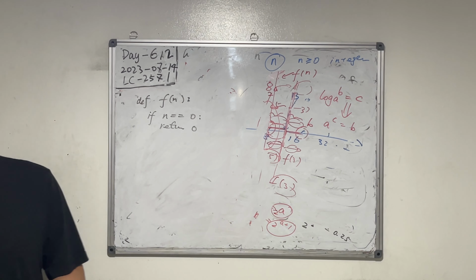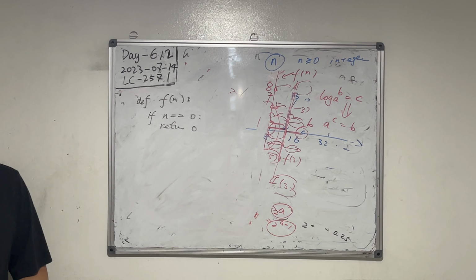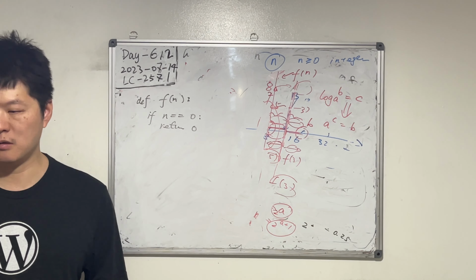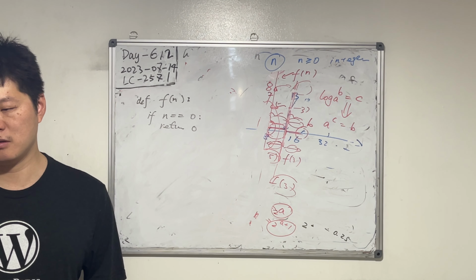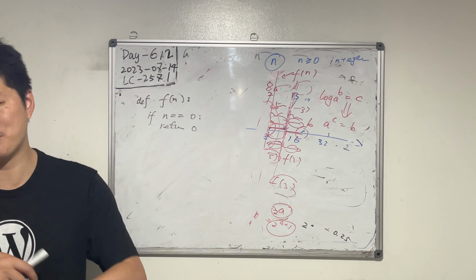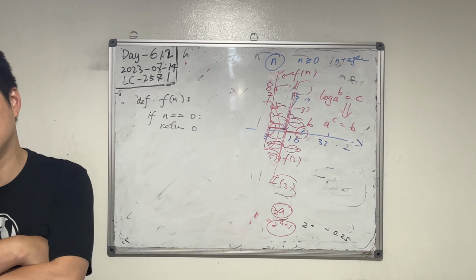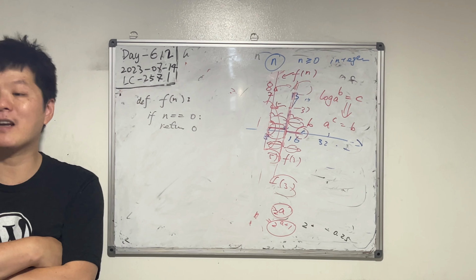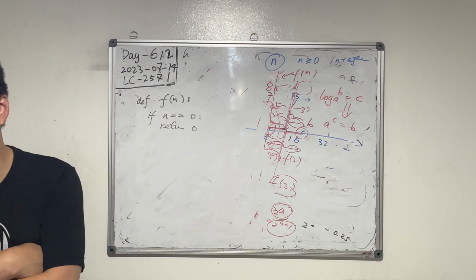Is 129 a power of 2? No. Is 128 a power of 2? Yeah. 1 is a power of 2. The rest are even numbers, and if it's an odd number, then it's not, right? But 6 is not a power of 2. Okay, then given a number, how do we know it's a power of 2?